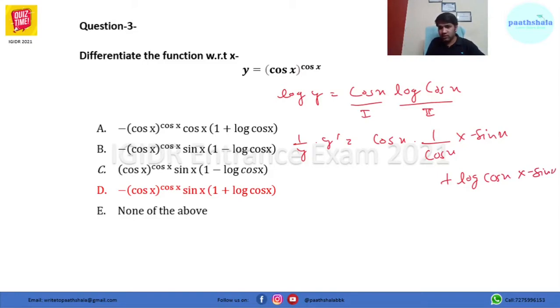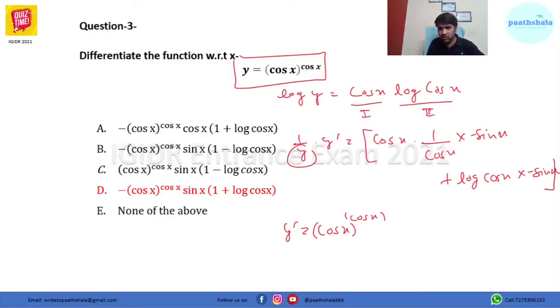Now here you can switch this y onto the right side, and the value of y is cos x to the power cos x. So y dash will come out to be cos x to the power cos x, and you can take sin x common here, so this will come out to be 1 plus log cos x into minus sin x. If we go by the options, you can see this is the correct answer. Let's move to the next question.